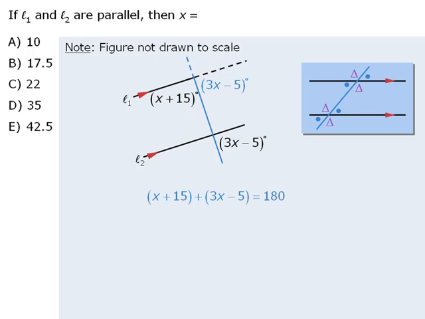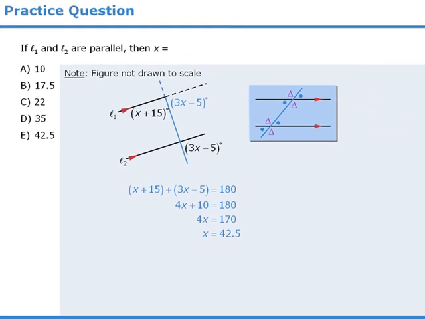At this point we have an equation that we can solve for x. So we will first simplify the left-hand side, then we will subtract 10 from both sides, and then divide both sides by 4 to get x equals 42.5. So our answer here is E.